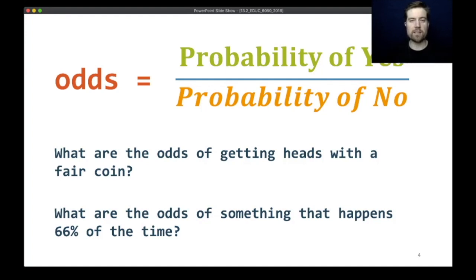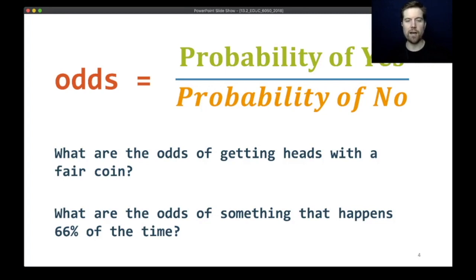Odds are just a ratio. It's the ratio of the probability of a yes over the probability of no. A few examples to consider with that ratio in mind.